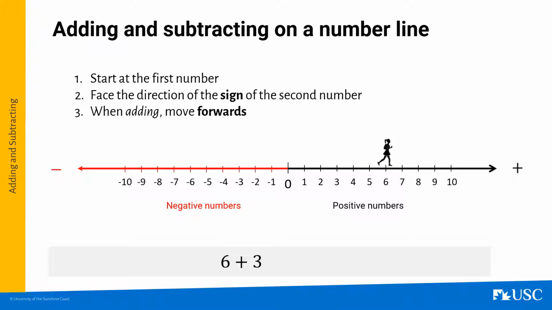When we're adding, we'll move forwards. We're adding 3, so we'll move forwards 3. When we subtract, we'll move backwards. So in our example, 6 plus 3 gave us 9.